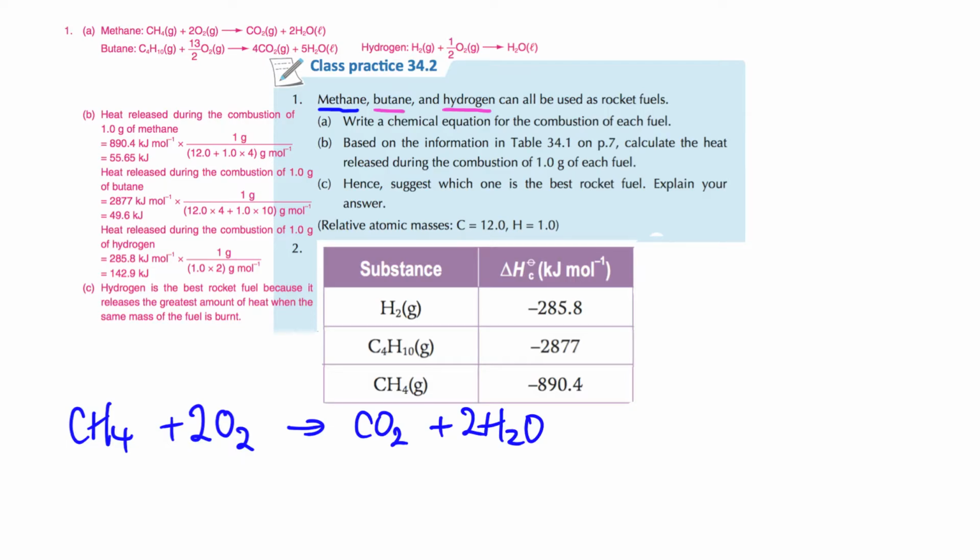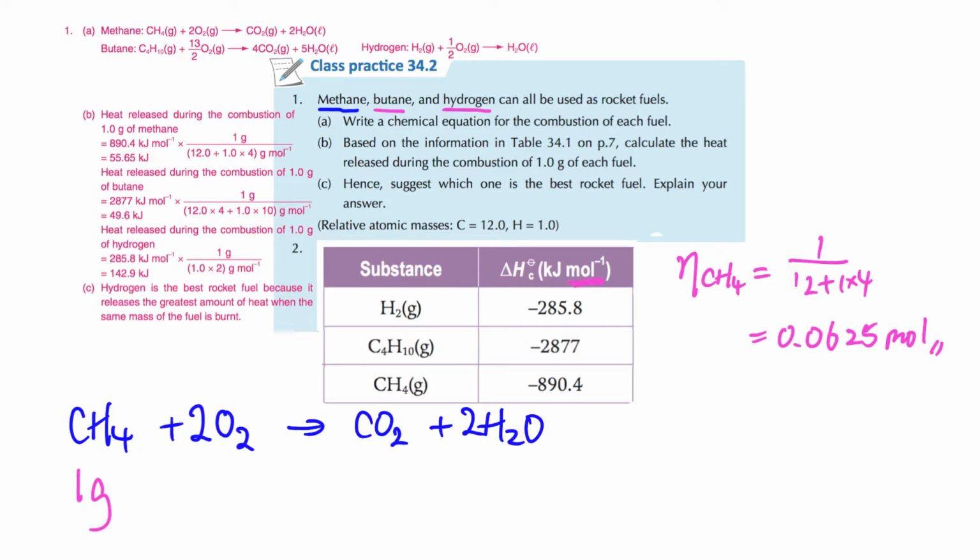Then, based on the information in table 34.1 on page 7, which I've put down here for you, calculate the heat released during combustion of 1 gram of each of them. Now you are given 1 gram of methane, and you are going to find out how much energy will be released. First of all, you have to convert the grams into moles. So the number of moles of CH4 will be 1 over 12 plus 1 times 4, which equals 0.0625 mole.